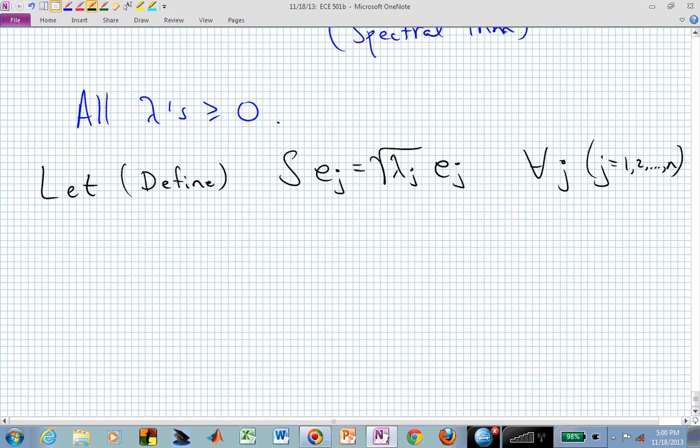Now, this maybe isn't that clear, so suppose I did an aside and show you what this really means. Suppose I had the matrix S, which I don't yet know what it is. But I know that when I multiply it by e1, I want that to be a scaled e1. And I want to scale e1 by the square root of lambda_1.